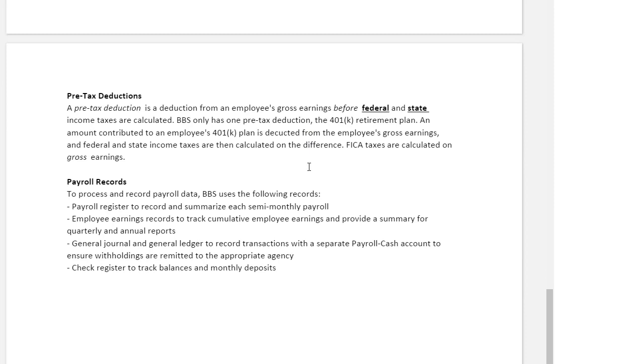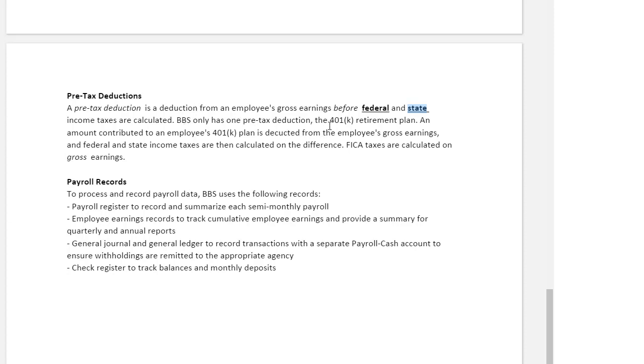Pre-tax deductions. Now, in another video, I mentioned the 401k contribution. A 401k contribution is the same as a pre-tax deduction. That's a deduction from the employee's gross earnings before federal and state income taxes are calculated. So what this means is if an employee contributes anything to a 401k, the portion that went to the 401k is not taxable for FIT or SIT, but it is taxable for the other taxes such as Medicare and OSTI.